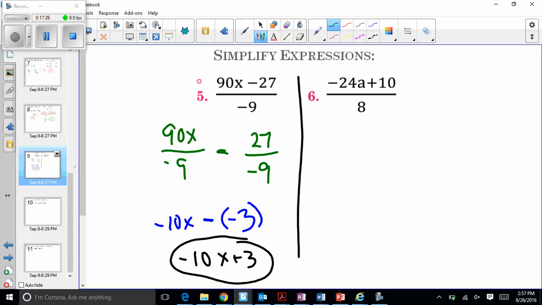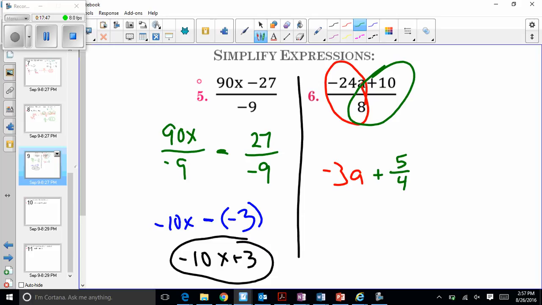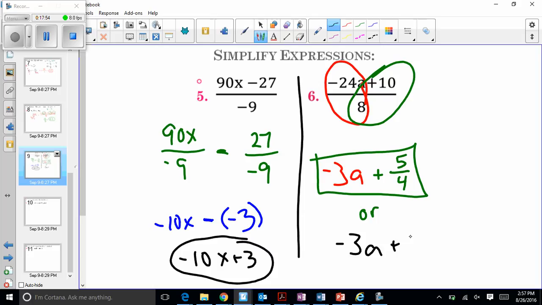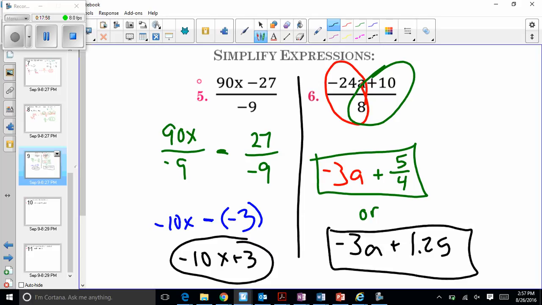Well, once we've done that, we can start to see the pattern, and we can take some shortcuts. I can take negative 24a divided by 8, and I know that makes a negative 3a. And then I can also take 10 and divide it by 8, and I'm going to add on, well, it simplifies down to 5/4. That's one way of writing it. Or I can say negative 3a plus 1.25. Okay, either one will work.